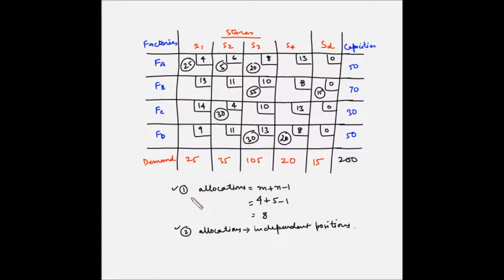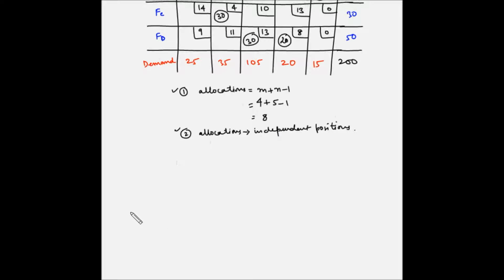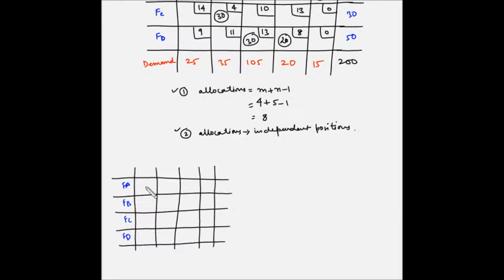Now the first step in the optimality test using the modified distribution method is to set up a cost matrix containing the unit costs associated with the cells for which allocations have been made. So basically we have to create a matrix with the unit cost of the cells where there is an allocation. So let's do that. So this is the matrix that I've created.